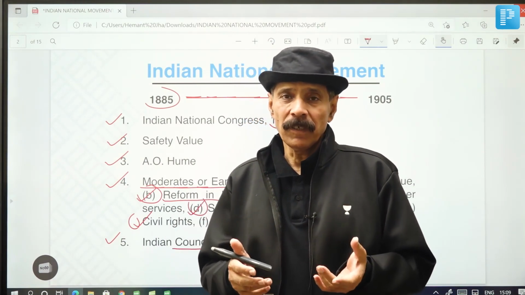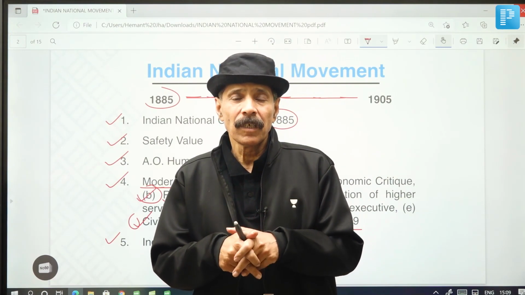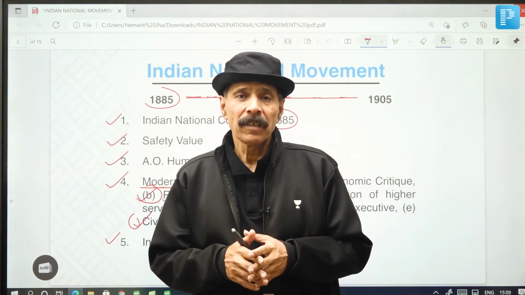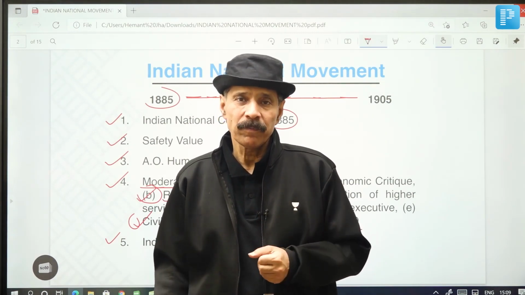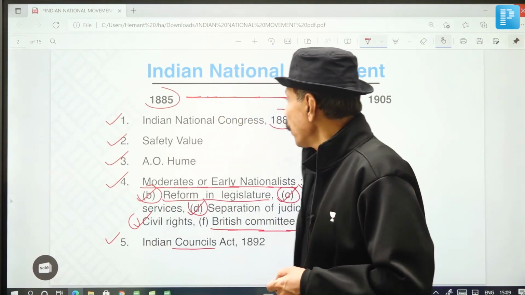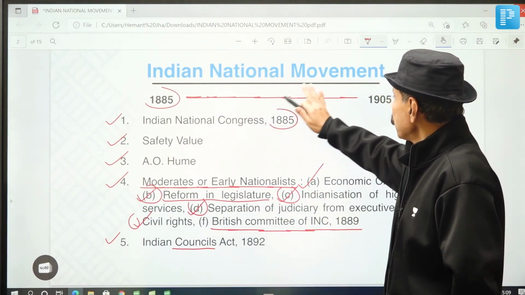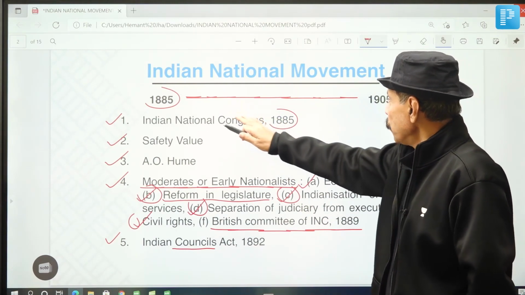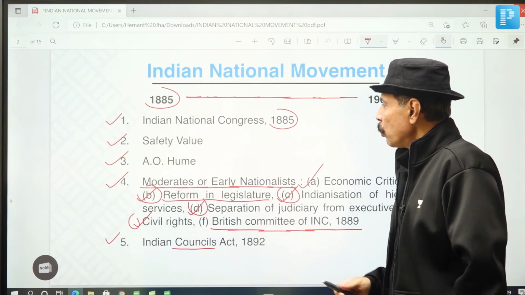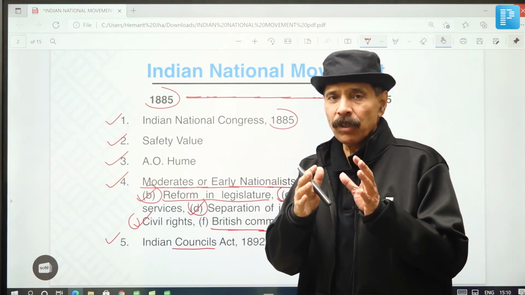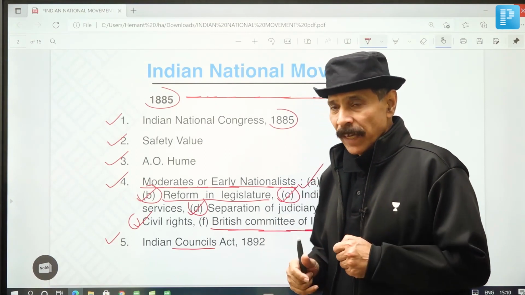An introduction of indirect election was a very, very important move because for the first time then in India, there began a process of election, but of course in direct form. And here about Indian National Movement 1885 to 1905, these are the only points you are supposed to focus for the preliminary examination. Now I'm moving to next one.